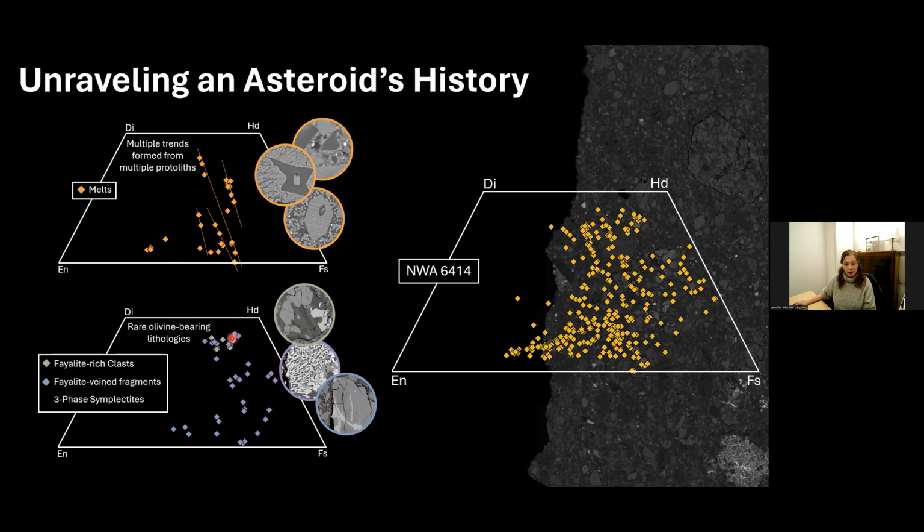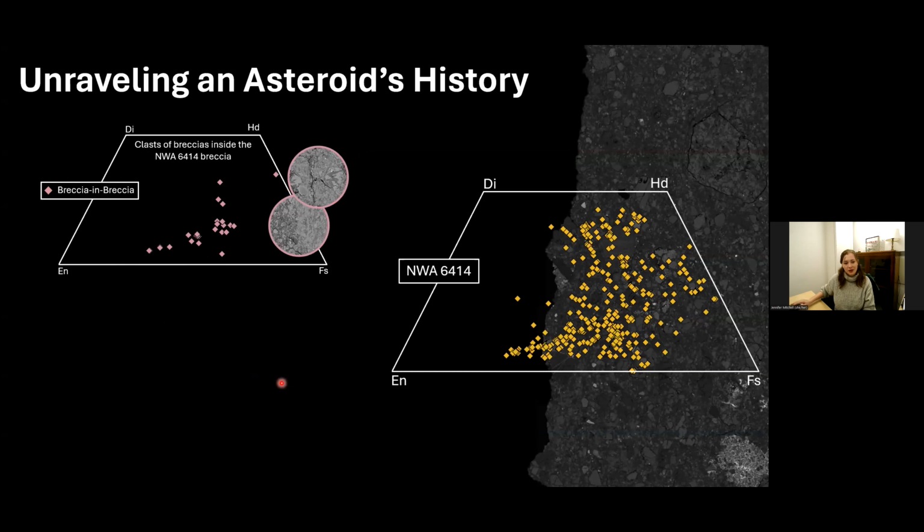These purple ones are 3-phase symplectites. These are olivine, pyroxene, and silica symplectites. And these plot absolutely everywhere. They don't fit on any trends. And there's a lot of things where you might think, actually, these pyroxene compositions shouldn't be allowed to be happening. How these form, we don't really know. There are some ideas, but I don't have enough time to get into all the current drama surrounding symplectites in small bodies. We've also got a class of breccias inside this breccia.